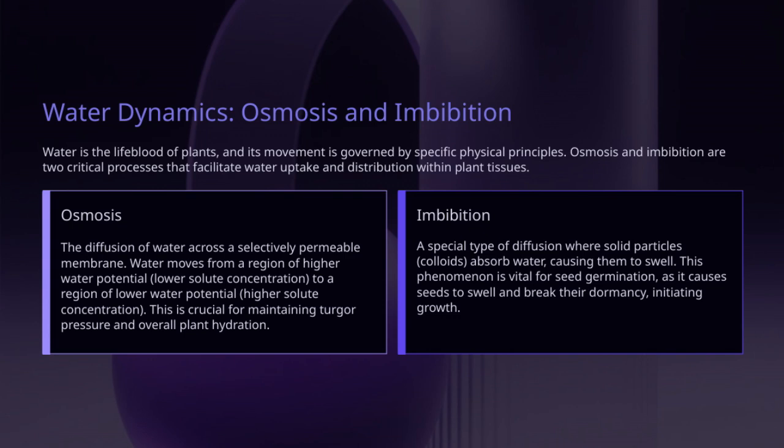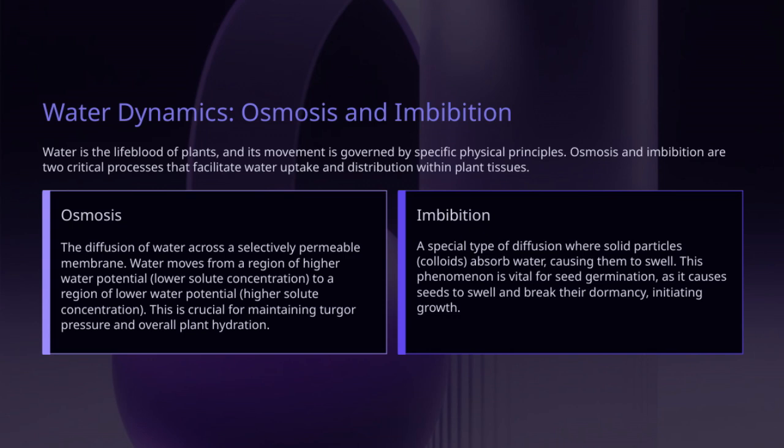Now, moving on to the concept of osmosis. It involves water moving across a selectively permeable membrane. Water tends to move from an area where there's higher water potential, meaning less solute, to an area with lower water potential, where there's more solute. This movement is essential because it helps maintain turgor pressure inside plant cells and keeps the plant hydrated overall.